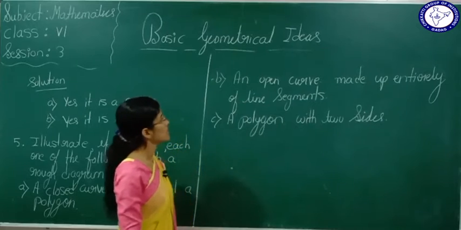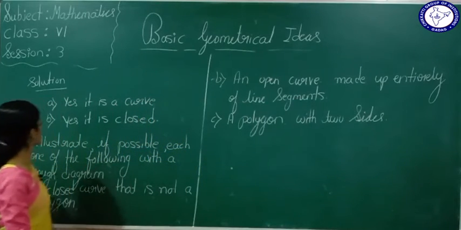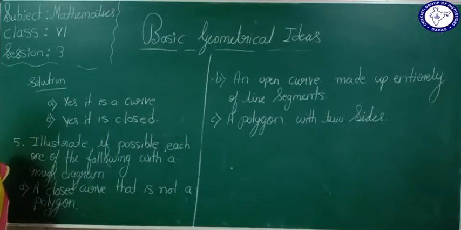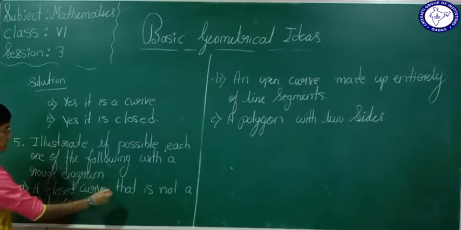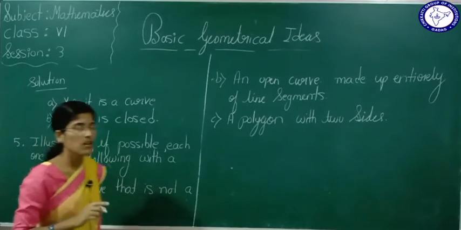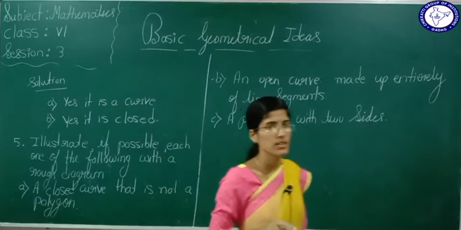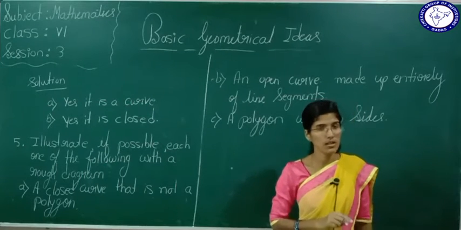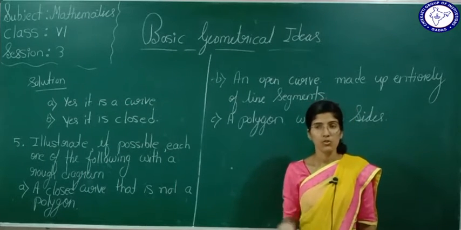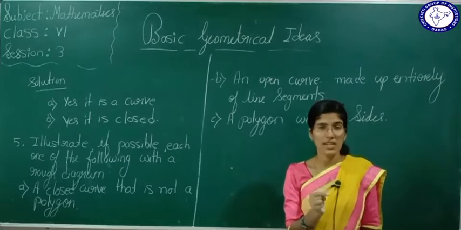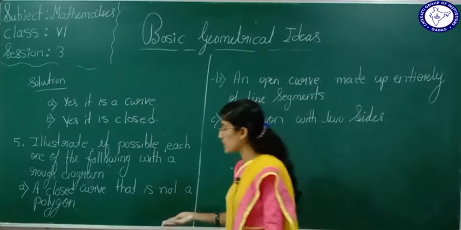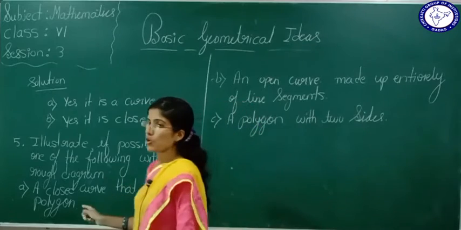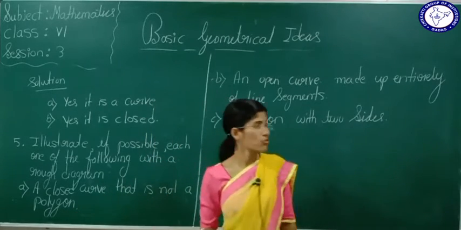Now see here, first what have they given? Illustrate, if possible, each one of the following with a rough diagram. A closed curve that is not a polygon. So what is a closed curve here? A closed curve means a curve whose initial, meaning starting, and ending point is the same. That is nothing but a closed curve. But that should not be a polygon. Such a diagram you have to draw here.